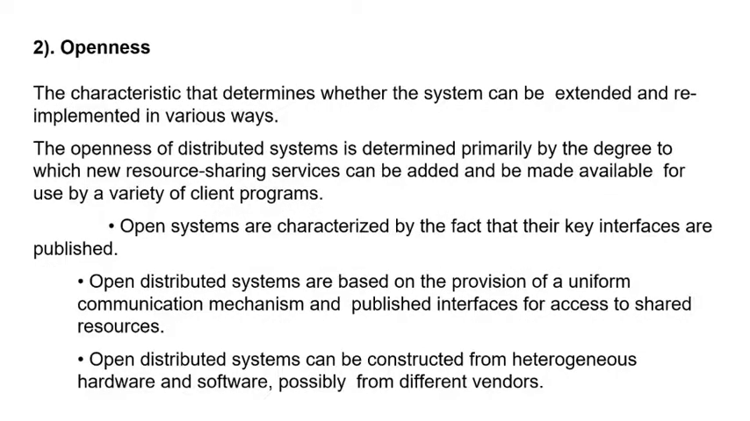The second one is openness. What is openness? Openness determines whether the system can be extended or re-implemented in various ways. We are adding n number of systems to this distributed system, so the overall system must always be expandable, or it should be re-implementable. It is an important aspect. The characteristic that determines whether the system can be extended and re-implemented in various ways is what openness means.